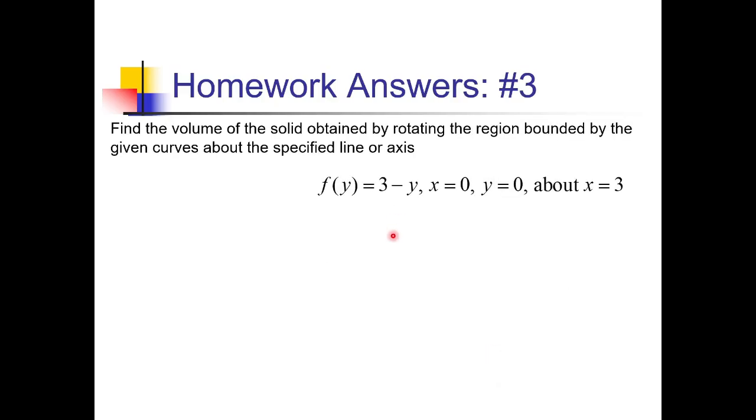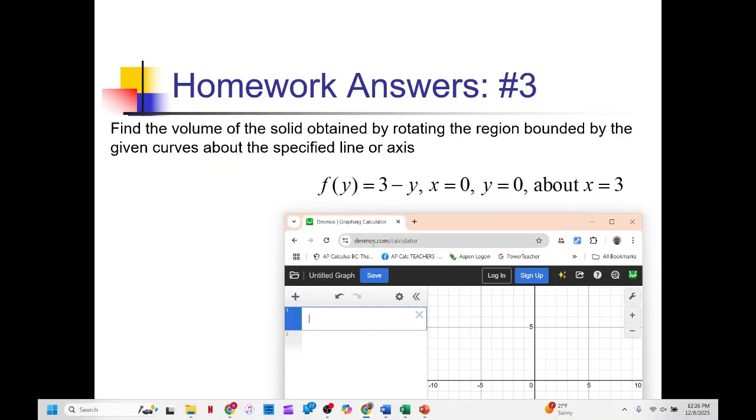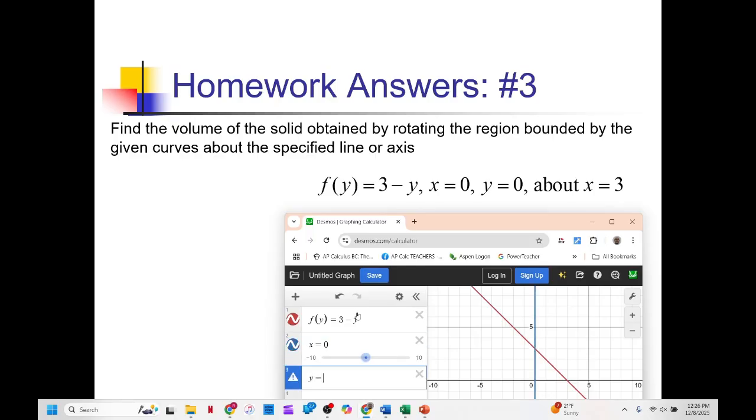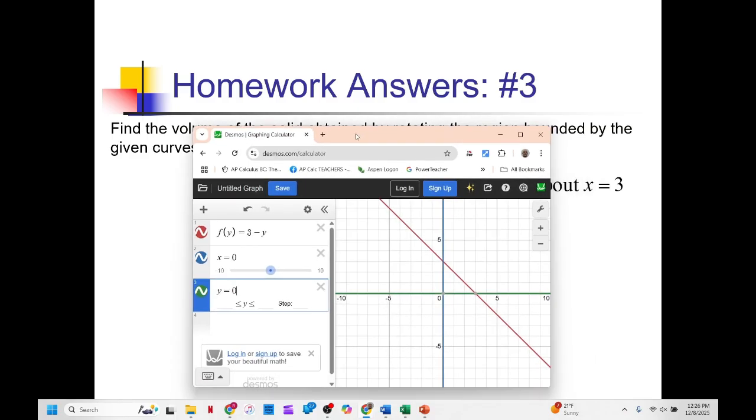For this calculator-based problem, they want us to find the volume of the solid obtained by rotating the region bounded by these curves about x equals 3. Since it's calculator-based, let's graph all this and see what we're dealing with. So on Desmos, I'm going to do f of y equals 3 minus y. It's just a line. We have x equals 0, which is just the y-axis, and y equals 0, which is just the x-axis. And we're going about x equals 3.